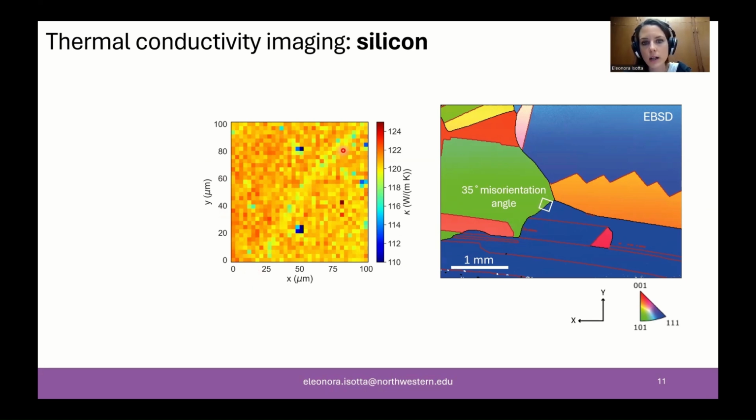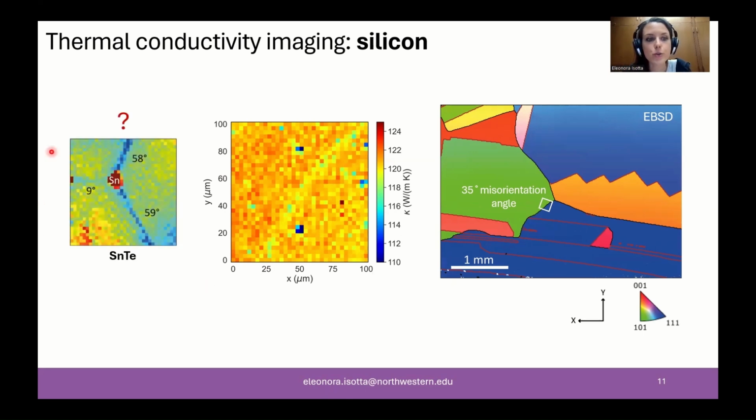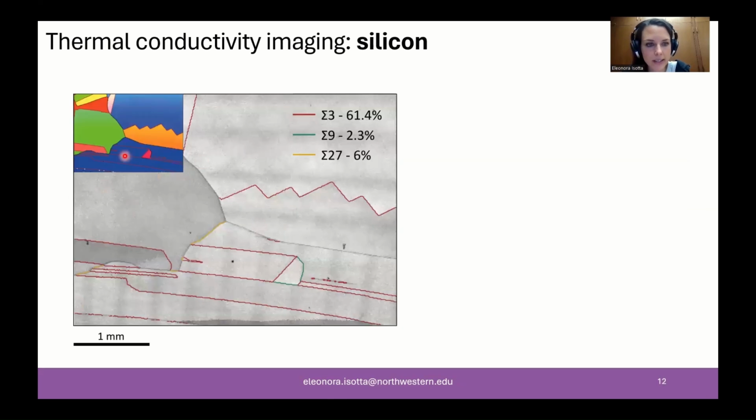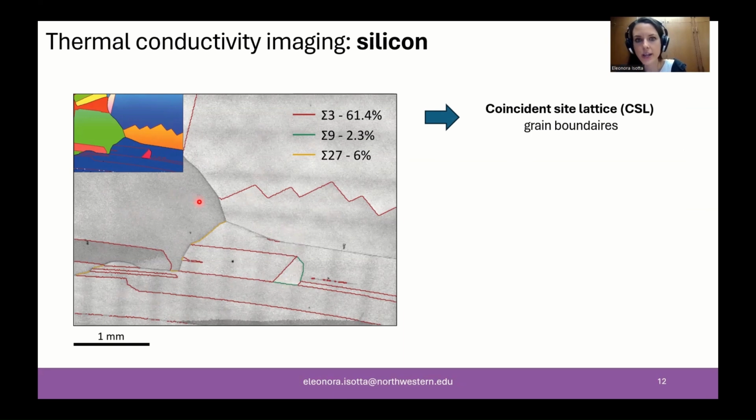We do see some suppression crossing the diagonal, that is basically where we would expect the grain boundary to be. However, it is a very faint suppression. So it was quite unexpectedly faint compared to what we were seeing in tin telluride. To try and understand why this was happening, we went back to the EBSD and analyzed it a little bit more carefully. What we saw is that the majority of the boundaries present in this image were actually a special type of boundaries, namely coincident site lattice ones.